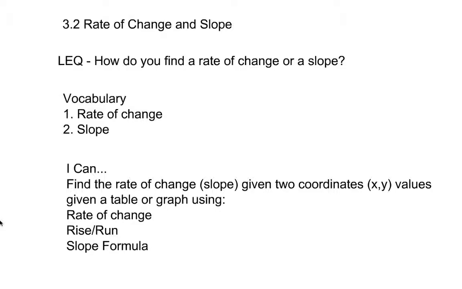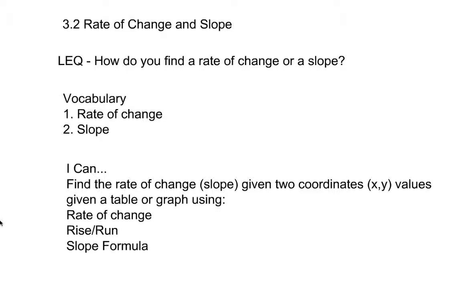The second video you're going to see is using rise over run with graphs. The third video will be using the slope formula given a graph or a table. The lesson essential question will be, how do you find a rate of change or a slope? The vocabulary words which we will be going over in this first video are rate of change and slope, which are actually the exact same thing as you're going to see later on.